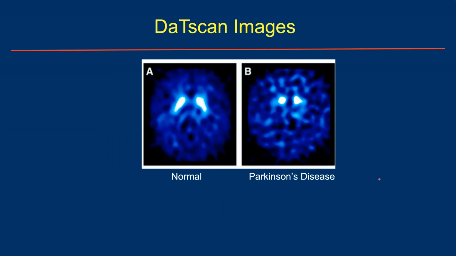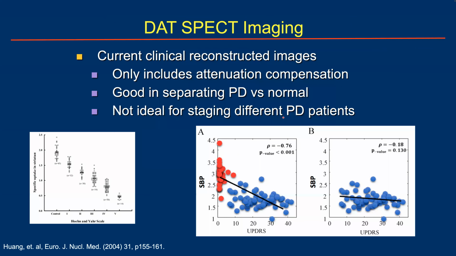Now I will show you some examples of the application of quantitative SPECT. As I have shown you, DaT scan SPECT imaging is used for diagnosis, to differentiate Parkinson's disease from normal patients. We can see here the normal patient with high uptake in the striatum and the low uptake in Parkinson's disease. And currently, clinical reconstruction only includes attenuation compensation.